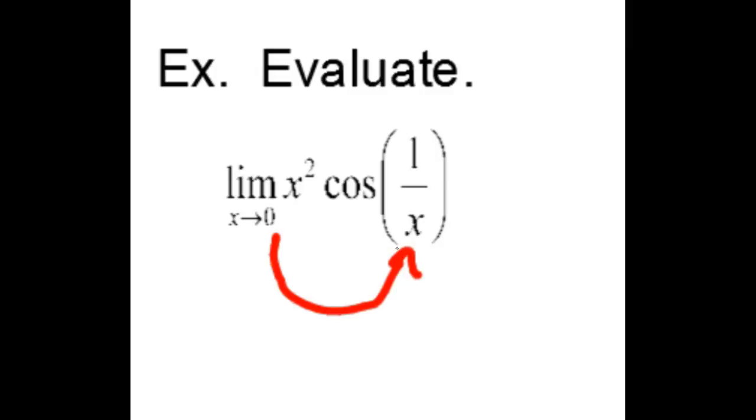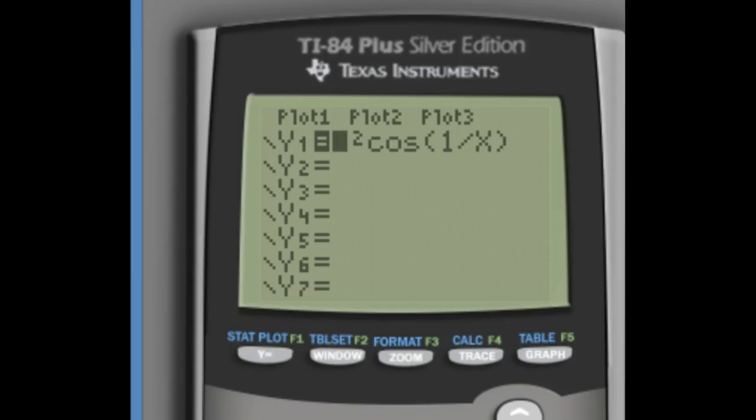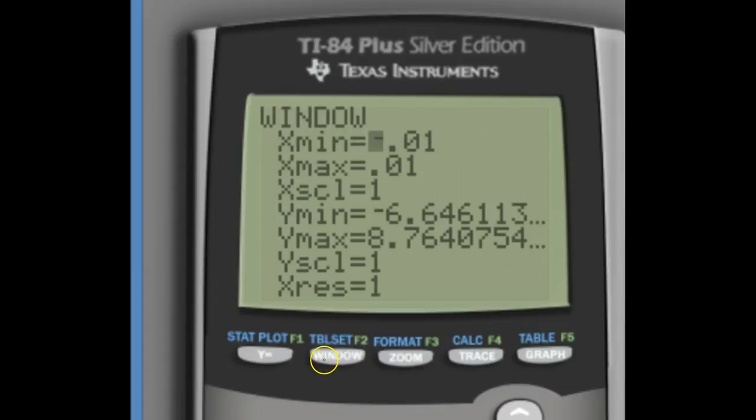That's no good, right? If I were to take a look at what this function looks like on the graphing calculator, I type that into the y equals screen, obviously. I'm going to adjust my window because I want to really see what it's doing as I get closer and closer to 0. So as you can notice, I'm just negative 0.01 to the left and positive 0.01 to the right of the origin.